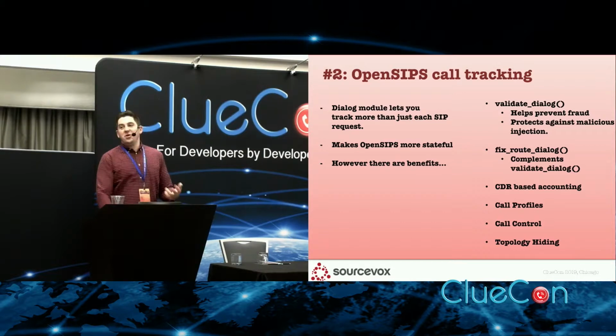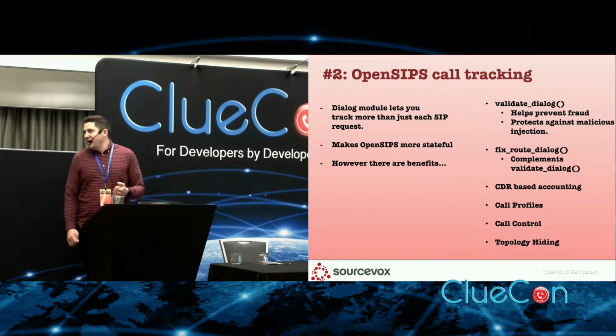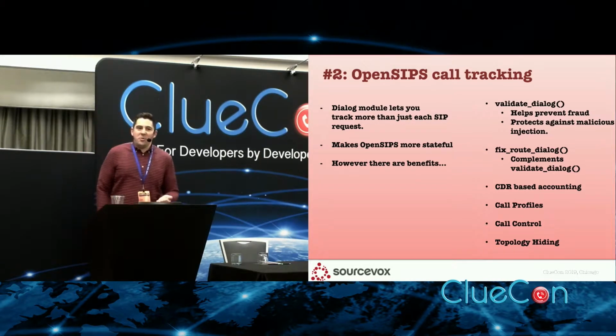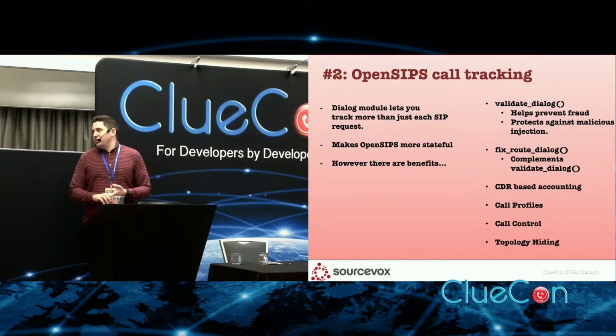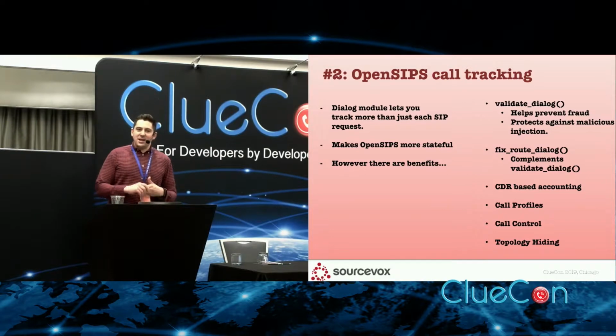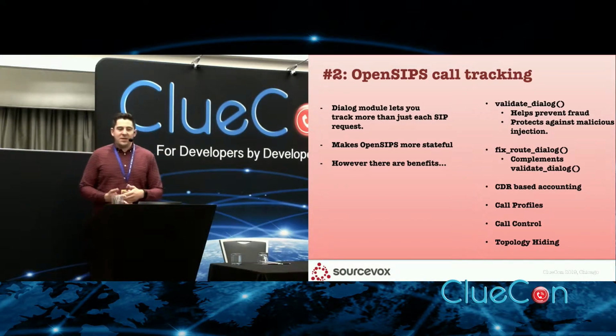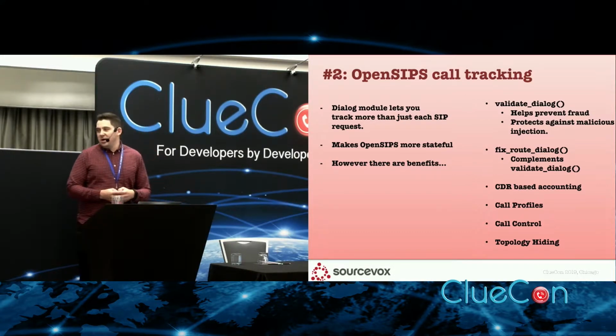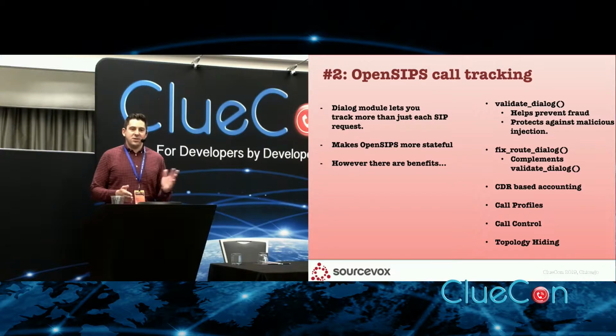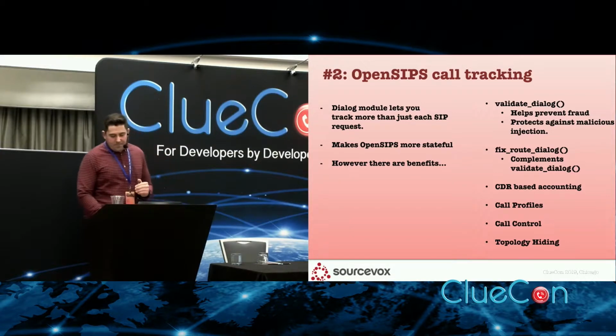And also hide the topology. So if you wanted to almost class your OpenSIPS proxy as an SBC, you could use the dialog module to make it stateful, and then you could use the topology hiding module to hide all the internal record route headers for your platform, and also hide the contact IP addresses. So if you didn't want to expose the internals of your network to people sending calls in.